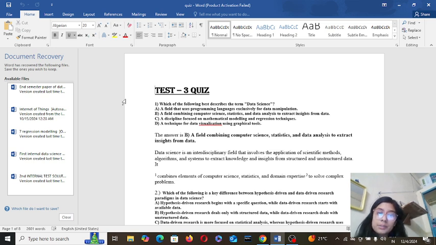A, a field that uses programming language exclusively for data manipulation. B, a field combining computer science, statistics, and data analysis to extract insights from data. C, a discipline focused on mathematical modeling and regression techniques. D, a technique for data visualization using graphical tools. So the correct answer is B, a field combining computer science, statistics, and data analysis to extract insights from data.